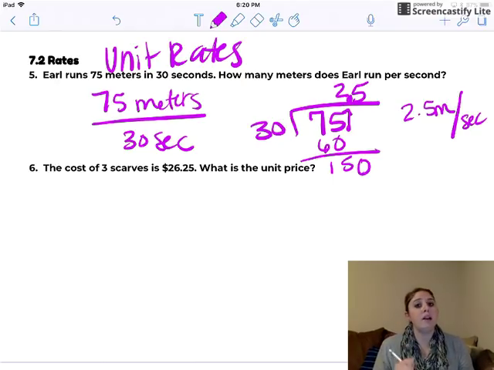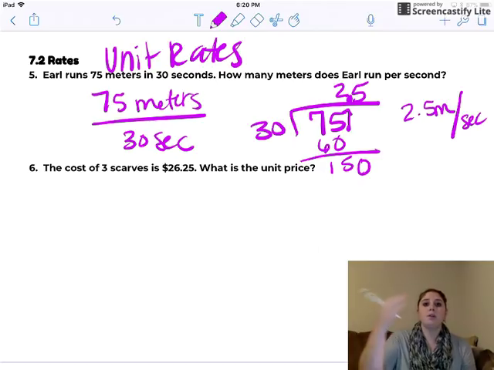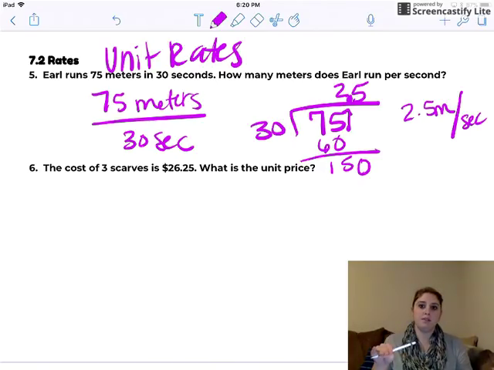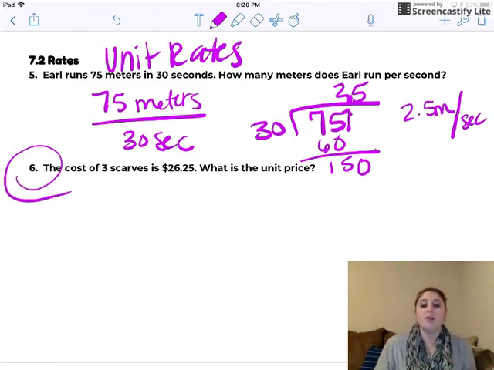And remember, a lot of times you need to use unit rates. I know on the Kahoot there's a problem where you want to compare different things. So you're going to find the unit rate per one to try to help you out. So what I'd like you to do is pause the video, you try number 6, and then unpause the video to see the answer.